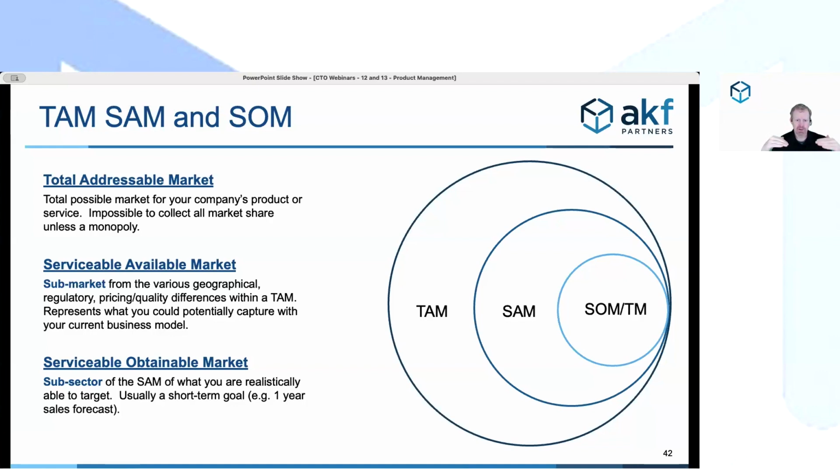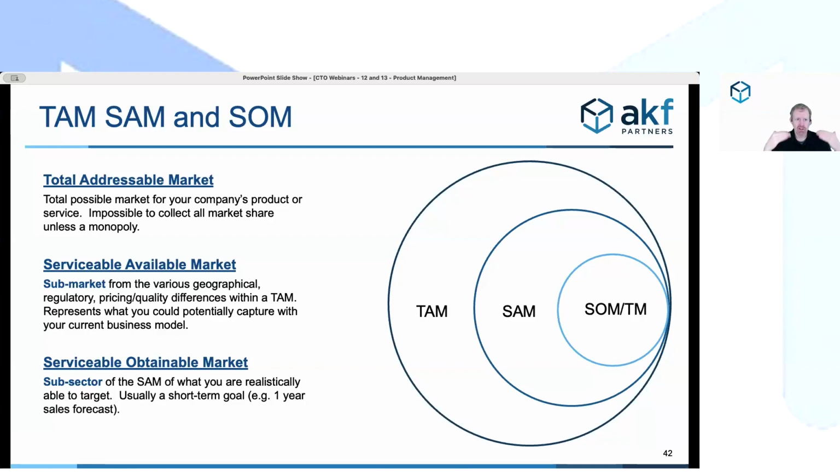The service obtainable is what you can probably sell to in that, and it's usually your 1-year target, what you can do. You just can't win all customers that are in that SAM. So that's the subset of TAM, SAM, and SOM. And they're going to be different for different product lines.